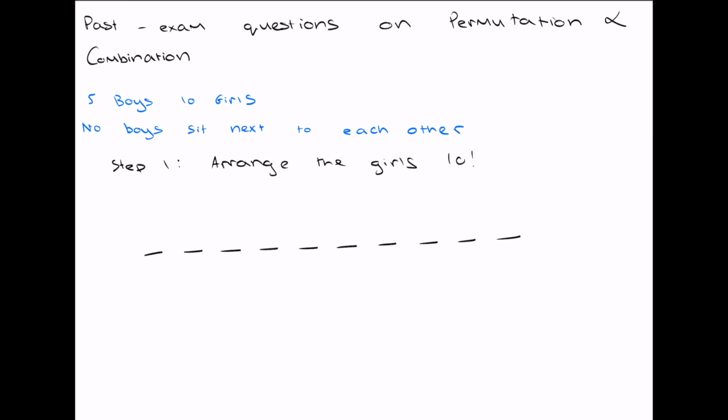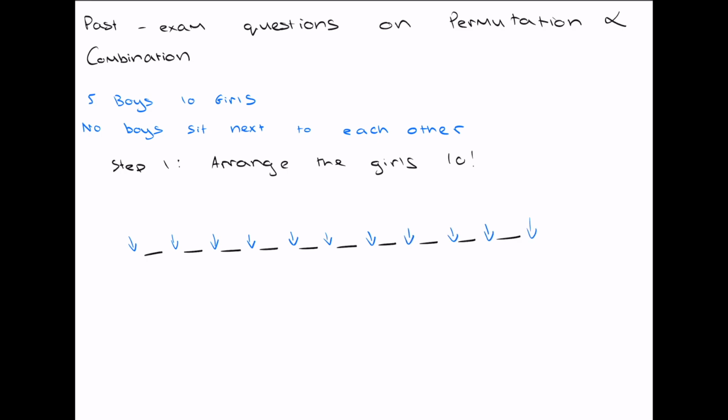Step 2 is to place the boys. There's only 5 boys, and no boys can sit next to each other, so they have to be in between the girls, separated by the girls. For this, we'll be representing the boys by arrows. So a boy can sit here, a boy can sit here, a boy can sit here, and it just goes on like this, in between, right?